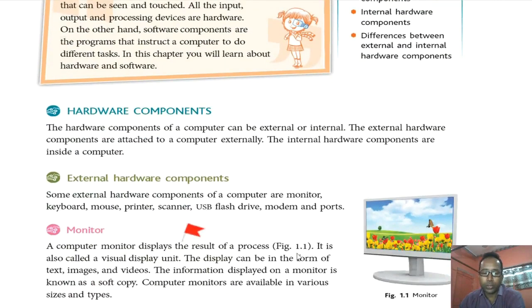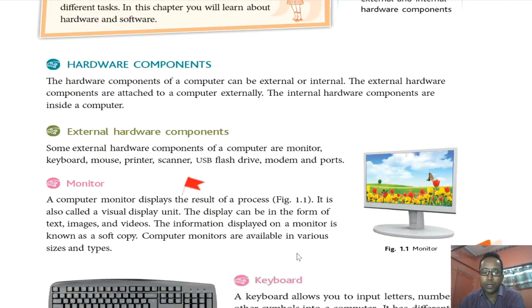What is a hardware component? Hardware is a physical part of any computer which can be seen and touched. The hardware components of a computer can be external or internal. That means two types of hardware components are there. One is the external hardware component, another is the internal hardware component.